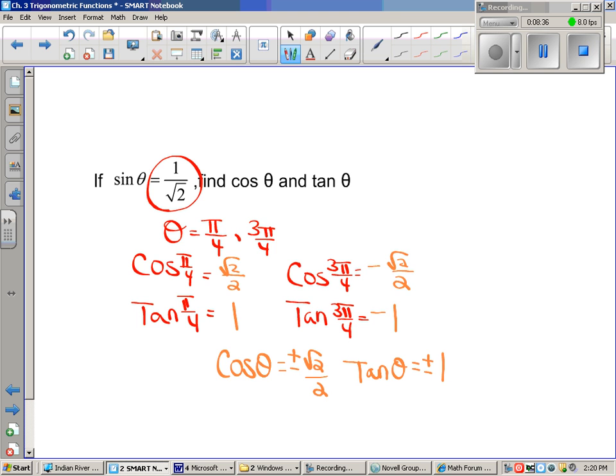Unless they specify which quadrant, which in some cases they will. Some cases will say, okay, you're in this quadrant, or they'll have a fancy way of saying it, like between this domain, 0 and pi over 2, or whatever. They'll give some kind of restriction to tell you which quadrant they're in, and only then would it just be limited to one answer on those. But since it doesn't tell me which quadrant we're operating in, it could be either the first or the second, because that's where sine is positive. And so that lends itself to both positive and negative cosine and positive and negative tangent.